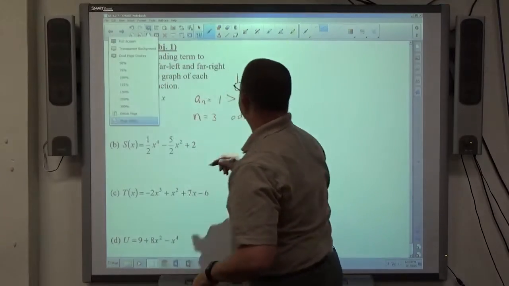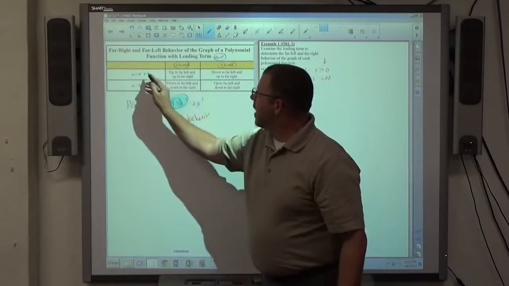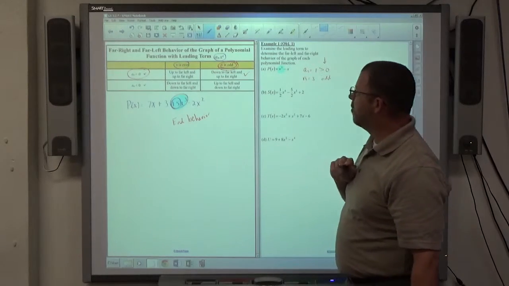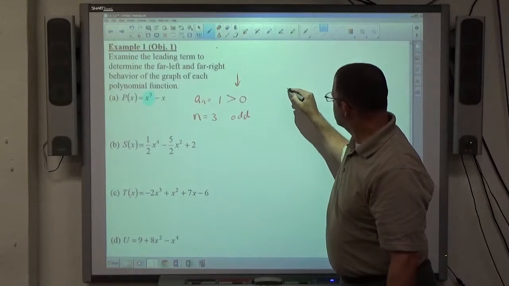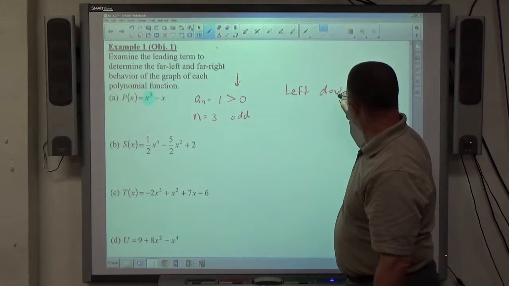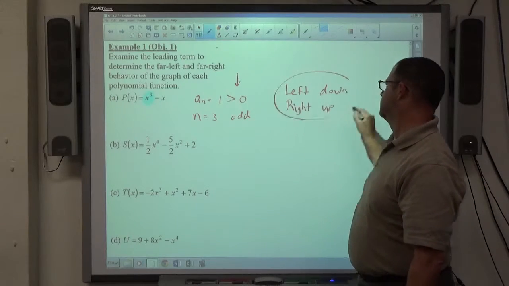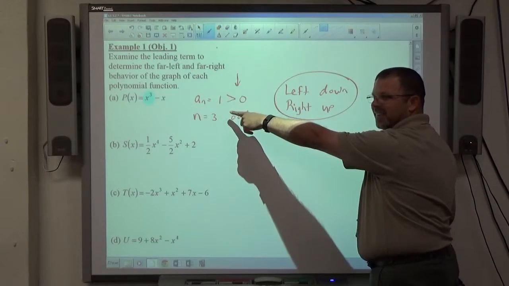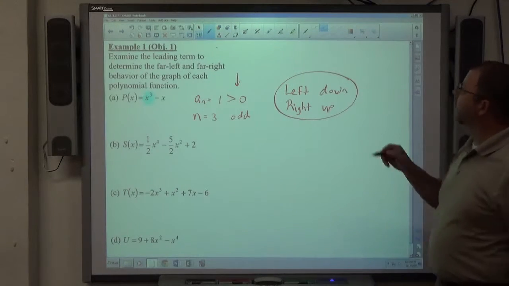Going back to my chart, I've got a positive a sub n. I've got an odd power, that's down left, up right. So left, down; right, up. So this is showing work right here, and this is giving me the answer. That's what I'm expecting on these problems where it says, give me the end behavior.